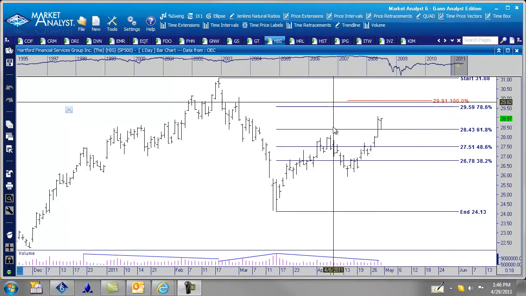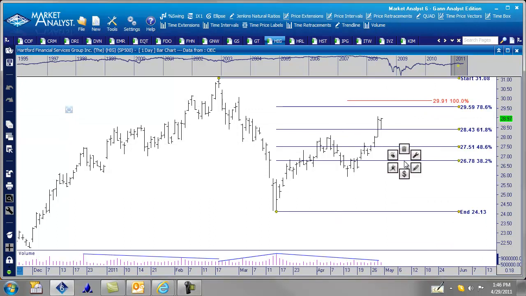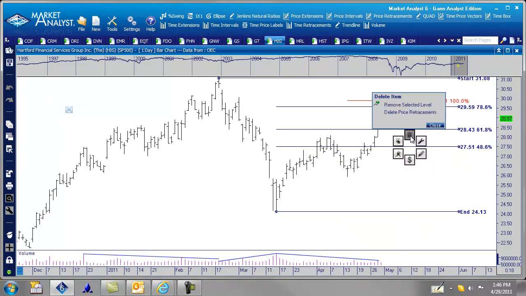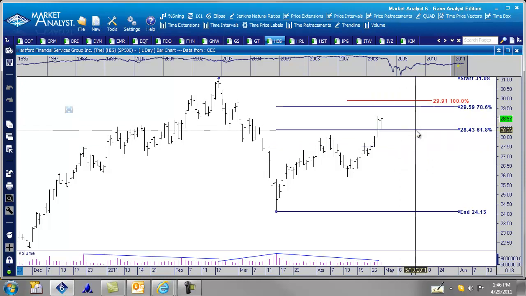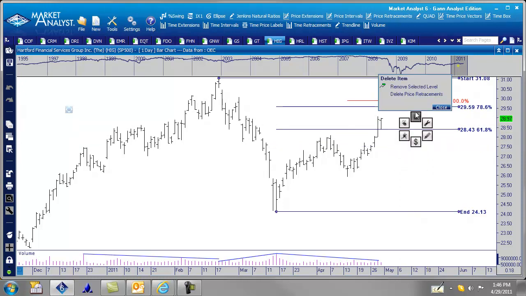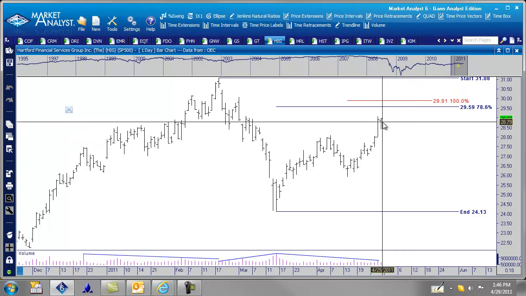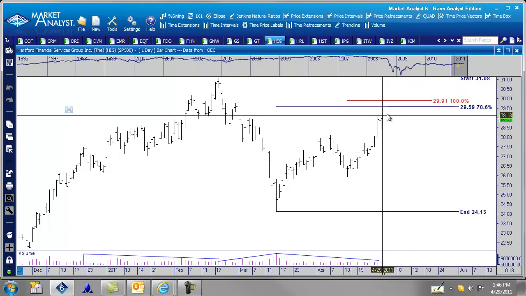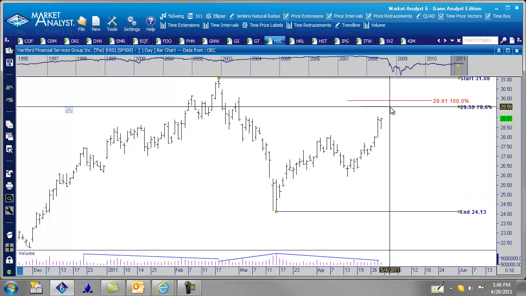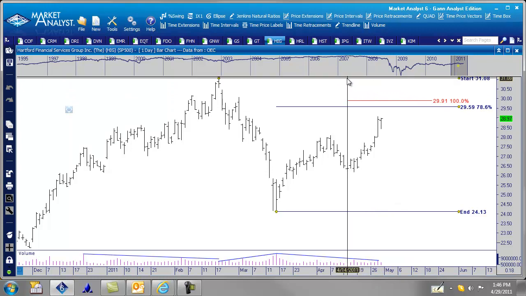So let's turn off some of these Fibonacci numbers: 38.2, 48.6, 61.8. Okay, so what we're looking for is a sell signal based on 29.59. And we're going to put our stop above 31.08. I'd be inclined to go with 31.13.